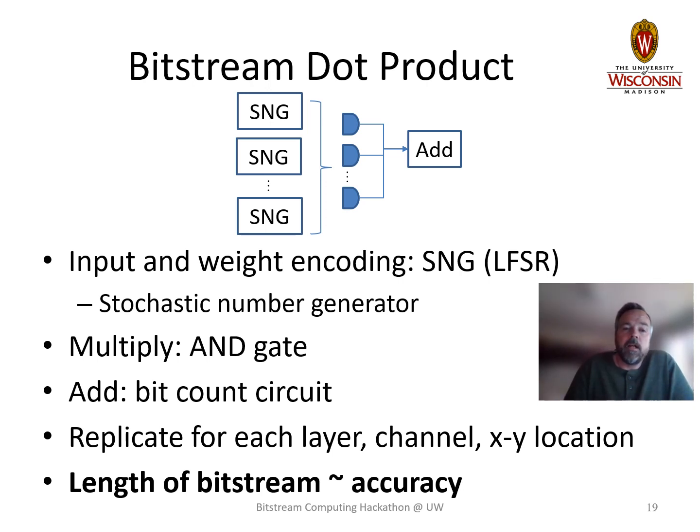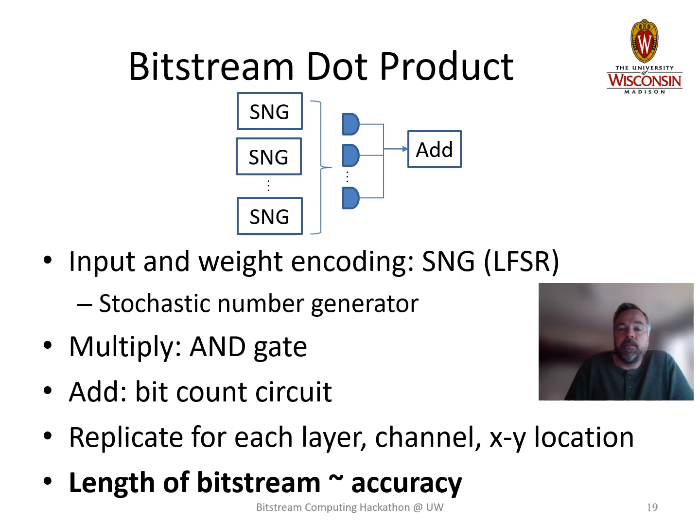Then in the data path itself, you need basically AND gates, one for every synapse or for every multiplication in the numeric baseline implementation. So those are cheap. 2-input AND gates are inexpensive. And then we need a bit count circuit, labeled as add here, to count up the number of ones that arise from all of those 1-bit partial products that are being generated by those AND gates.